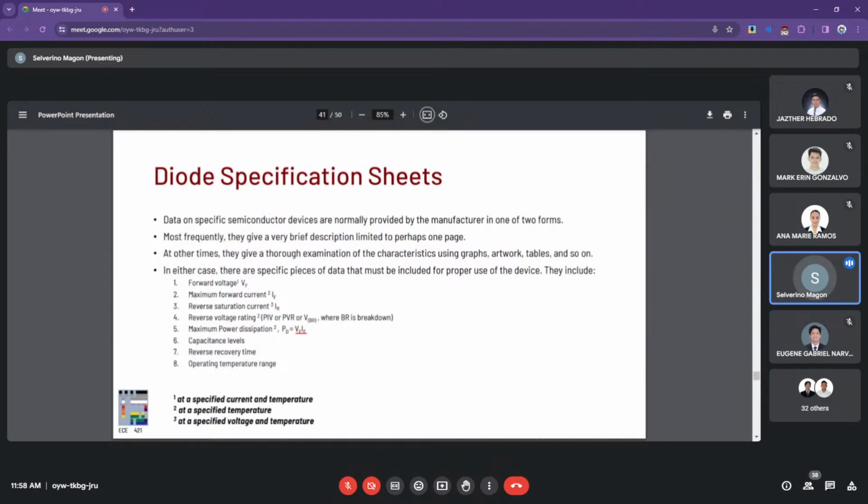Reverse recovery time is essential if you're designing for fast switching applications. You need to check how long the switching effect takes, no? So that's expressed in terms of the reverse recovery time. That's the time it takes for the ions or the charges to migrate or hold back now, if you're switching between forward and reverse bias.